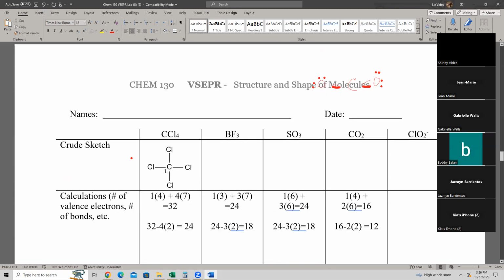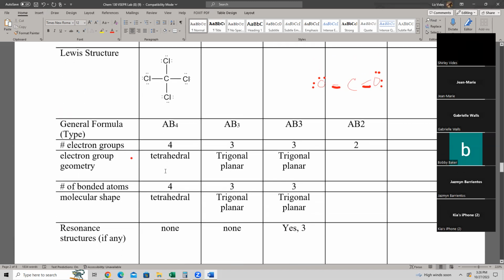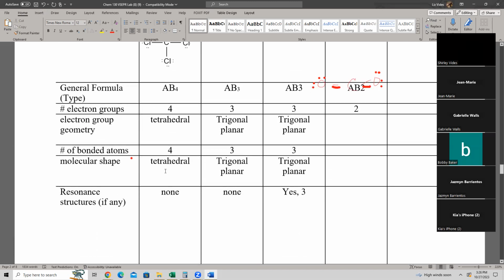All right, so let's go back down and see where we were. All right, so we were doing CO2. Okay, so electron group geometry, linear. We just found out, right? Linear. All right, now I'm going to copy it because I already know that this is going to be the same for the next one. Why do I know? Because there is no difference between the amount of bonded atoms and the amount of things around it, right? So linear.